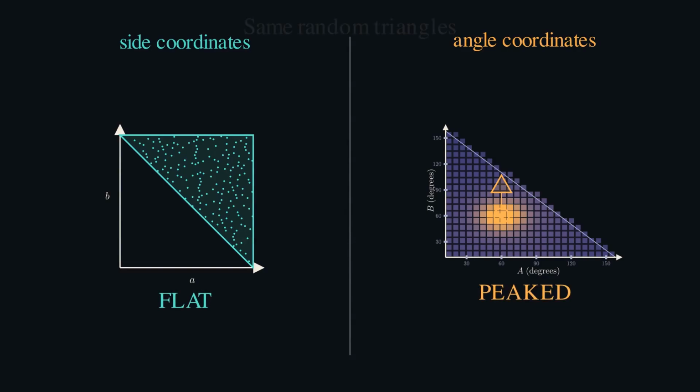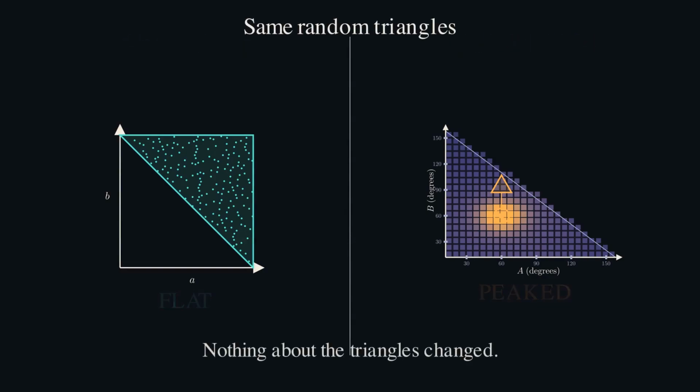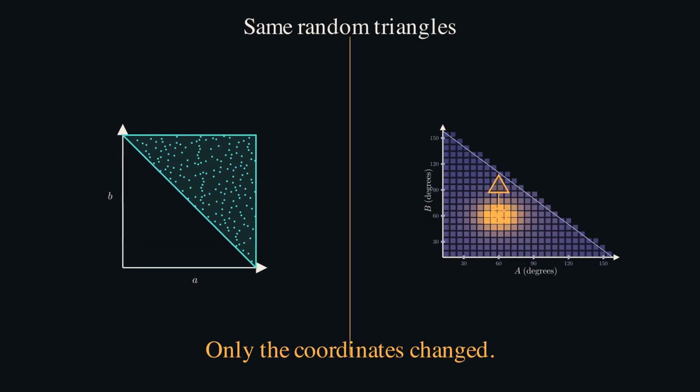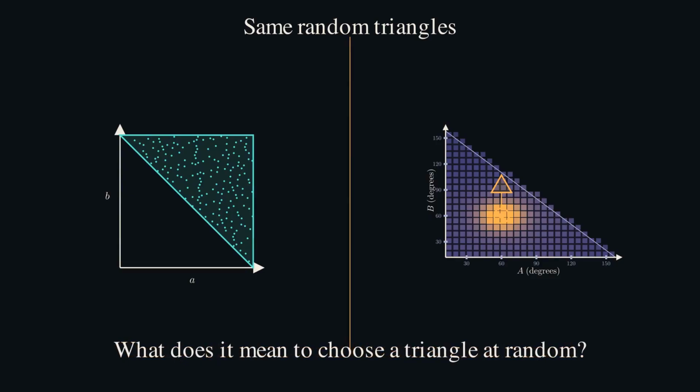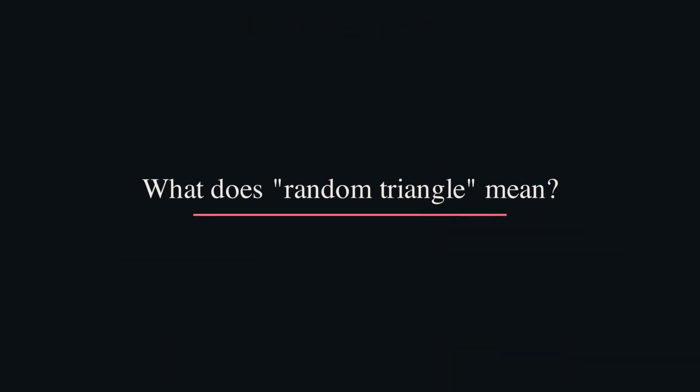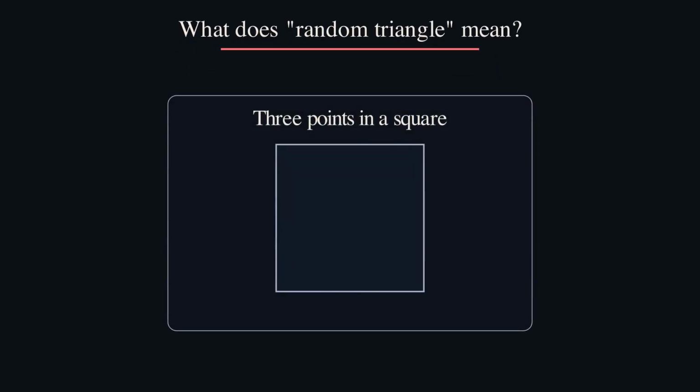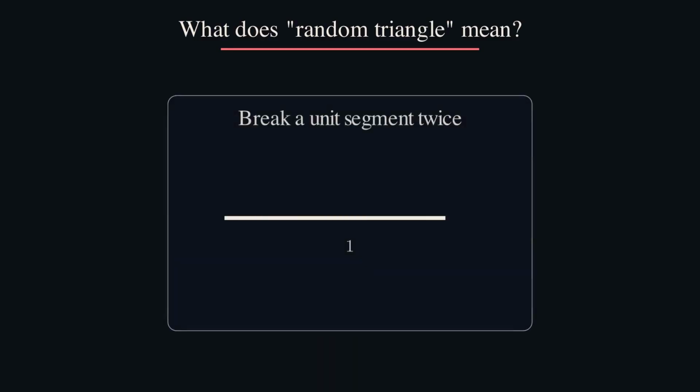Nothing about the triangles changed. Only the coordinates did. So before we explain why 60 degrees becomes the favorite, we need to catch a quieter trick. What exactly does it mean to choose a triangle at random? The phrase random triangle is hiding the whole machine. Pick 3 random points in a square, and you get one distribution. Break a stick twice, and you get another. Pick 3 angles, or 3 sides, or 3 vertices on a circle. Different again. There is no universal urn containing every triangle once.